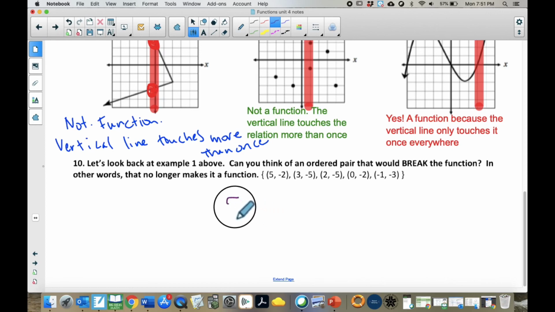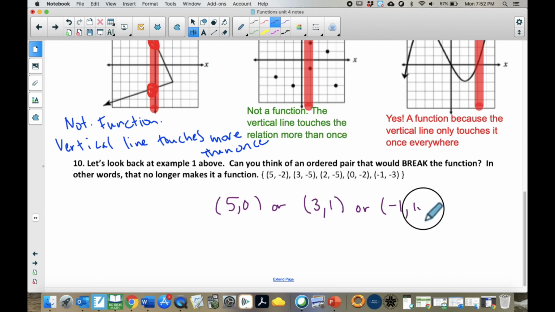So in other words, I already have a 5 that goes with -2. What if I said (5, 0)? Okay, that would make it not a function. Or maybe I wanted to use the 3. It already has a -5, so maybe I say (3, 1). That would make it not a function. Or maybe I want to take this -1 and make it instead a (-1, 10). That would make it not a function.